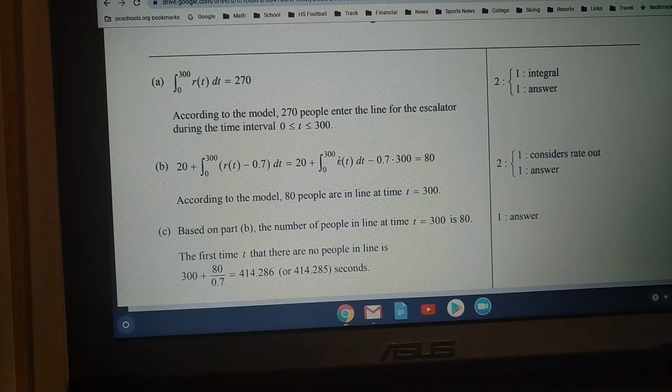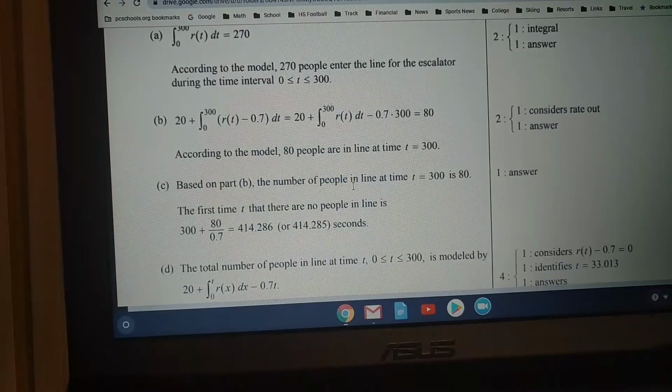To get the whole answer though, you must start with the 20. You must then use the value that you found, your 270, which goes there. And then when you calculate this, you get a total of 80. So it takes all that, the initial value, the accumulated people in, and the accumulated people out, in order to get the answer of 80. That would be your second point.